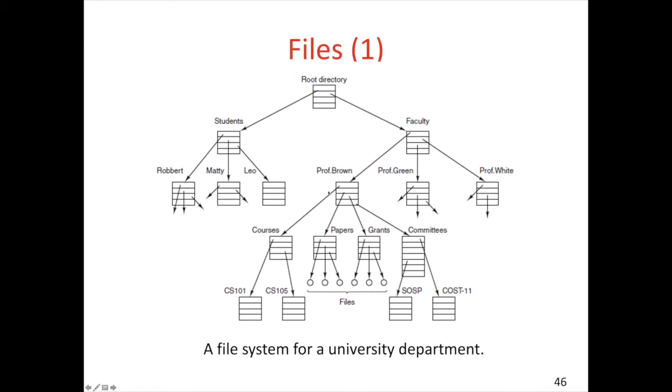Each professor may be teaching several courses. That information is a part of the courses, and also papers and grants. These are files. And also a professor may be a member of a committee, and there may be different committees. All of this information stored in the secondary storage corresponds to a file system for a university department.